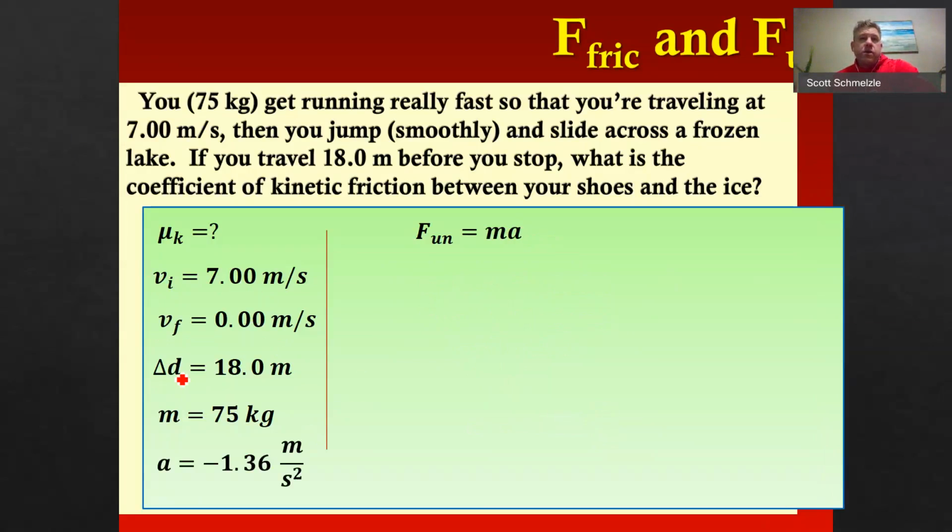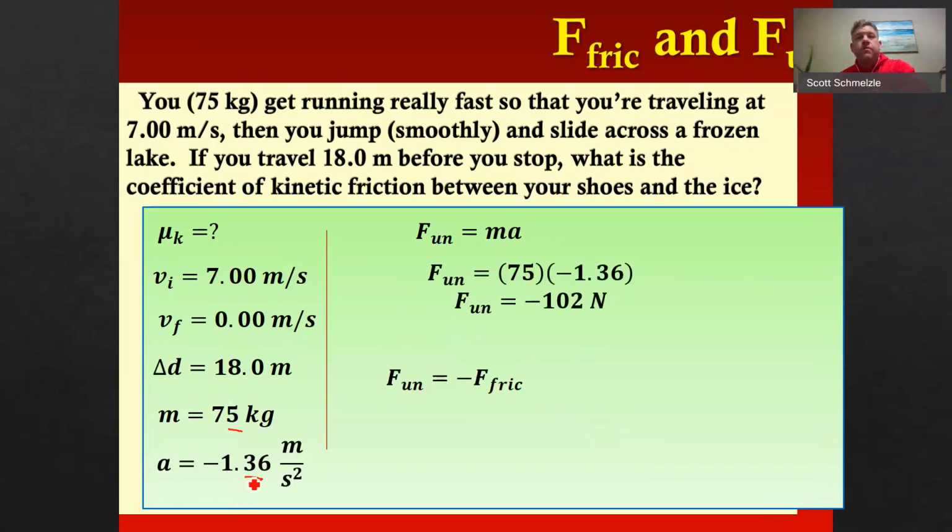So now that we know the acceleration, what we can do is find our F-net. Because remember, F-net equals our negative force of friction. So F-net is going to be this 75 kilograms, again the mass, times our acceleration, or in this case, deceleration. So we find that our unbalanced force is a negative 102 newtons. Now, what is that unbalanced force from? Well, it's from slowing down and stopping eventually. So it's from friction. Because that's from friction, we know that's negative 102. So this equals mu k mg.